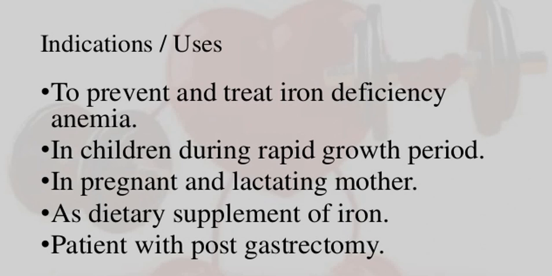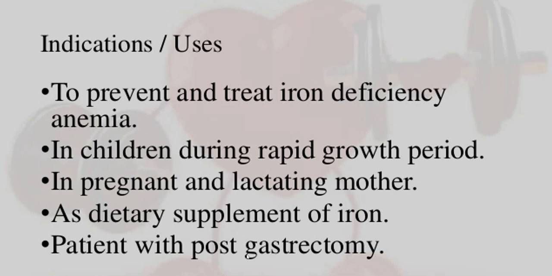Next one is indications and uses. What are the indications and uses for these drugs? To prevent and treat iron deficiency anemia. It works as a preventive measure, to prevent and treat anemia. Next is in children during rapid growth. It helps pregnant and lactating mothers. It helps growth and development, and for the risk of anemia as a dietary supplement of iron. In dietary pattern, we should take a good iron diet.